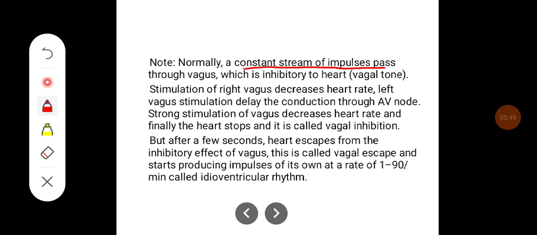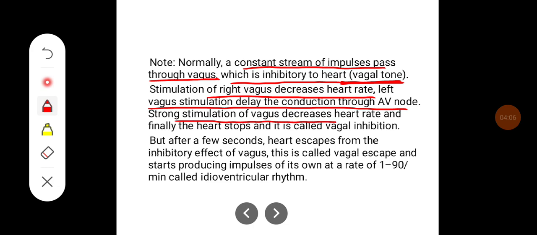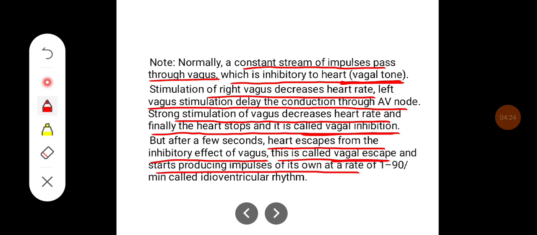Normally, a constant stream of impulses pass through vagus, which is inhibitory to the heart, which is also called as vagal tone. Stimulation of right vagus decreases heart rate. Left vagus stimulation delays the conduction through AV node, and strong stimulation of vagus decreases heart rate, and finally heart stops and it is called as vagal inhibition. But after few seconds, heart escapes from the inhibitory effect of vagus, and this is called as vagal escape, and starts producing impulses of its own at the rate of 1 to 90 beats per minute, which is called as idioventricular rhythm.